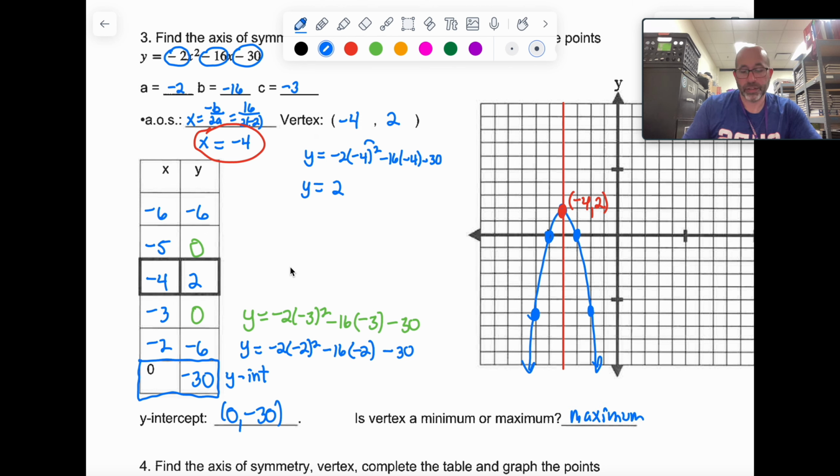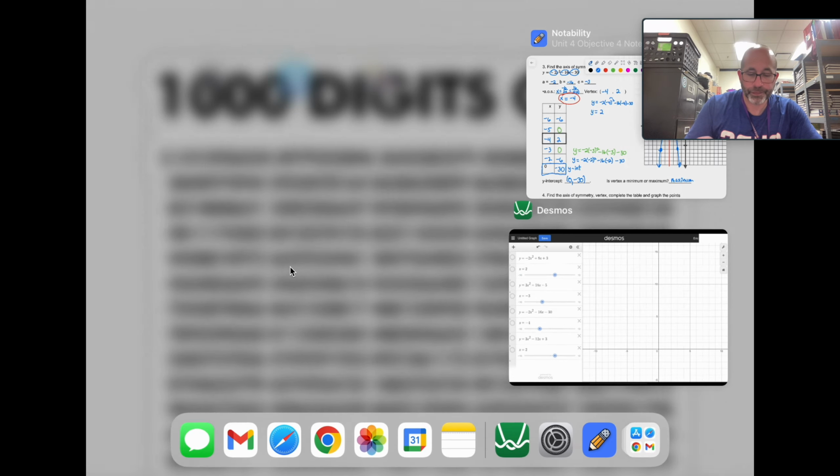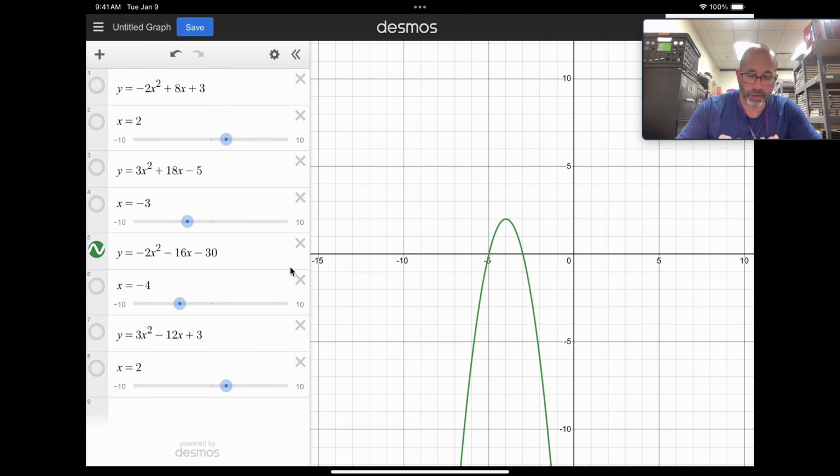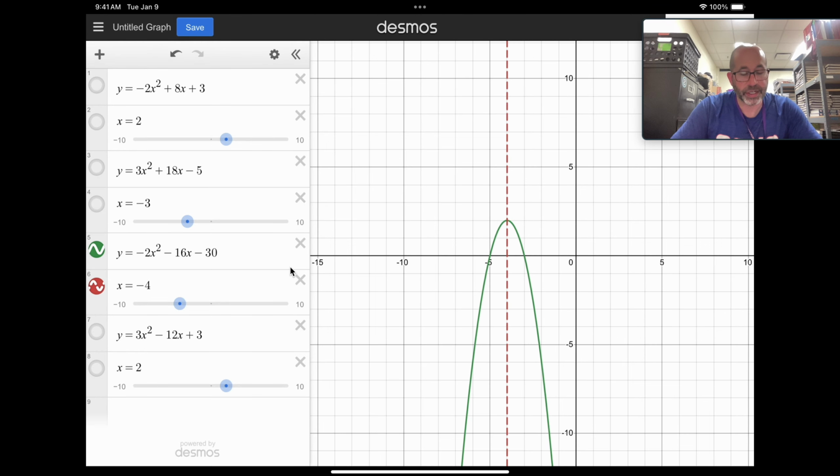Okay? Now let's go to Desmos and take a look at all this. We have y equals -2x squared minus 30. So you can see that there's our curve. We have x equals -4. There's our axis of symmetry. And we touch that point there at the top. We can see the vertex is at (-4, positive 2). Okay?